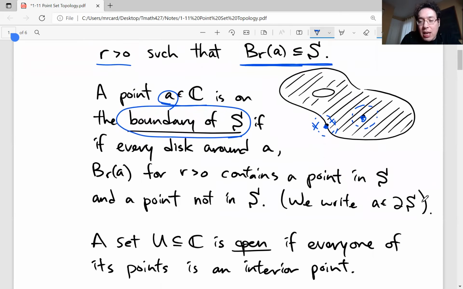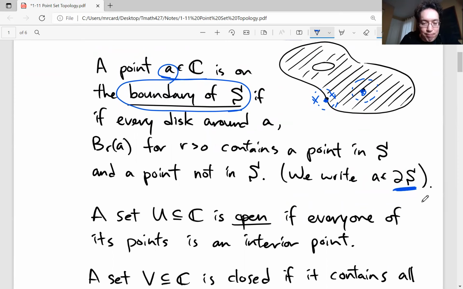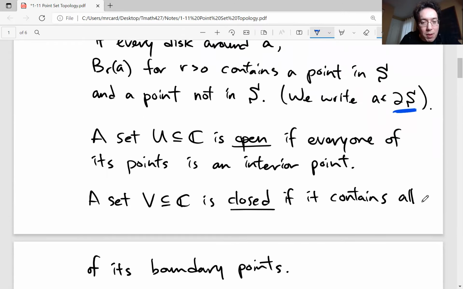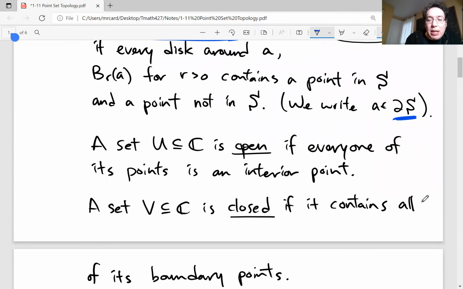Okay, and then the boundary of the set, we're gonna use this notation. So we're gonna use the del symbol, which looks like a 6 that's mirror reflected, or it's the symbol you use for partial derivatives, next to the set. So that means the boundary of the set S. We say that the set is open if every point in that set is an interior point.